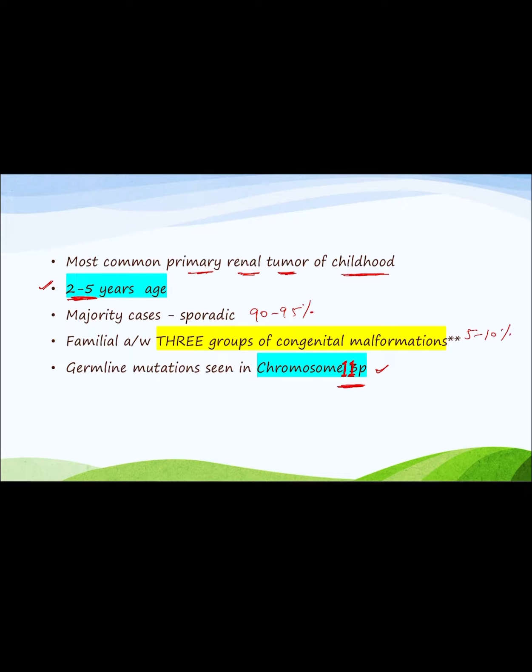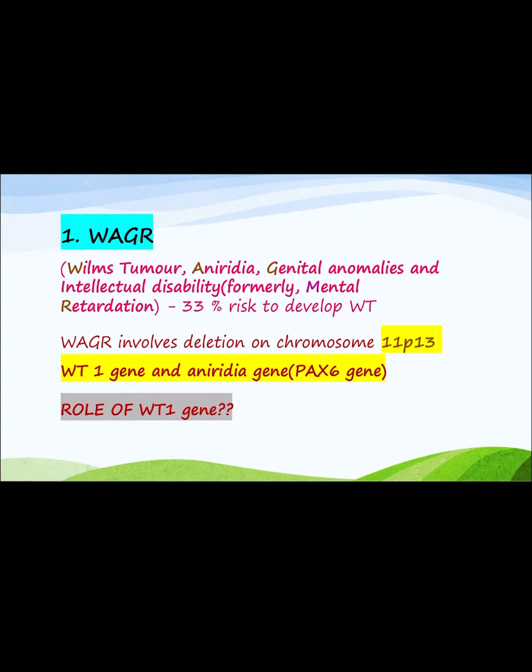Because of those mutations, there are three groups of congenital malformations commonly associated with Wilm's tumor. Now these three groups of malformations you should know, very commonly asked in the entrance exams. So first is the WAGR syndrome. W stands for Wilm's tumor, A for aniridia, G stands for genital anomalies, and R for mental retardation. Earlier it was called mental retardation, but now we call it intellectual disability. So we don't use the term mental retardation anymore.